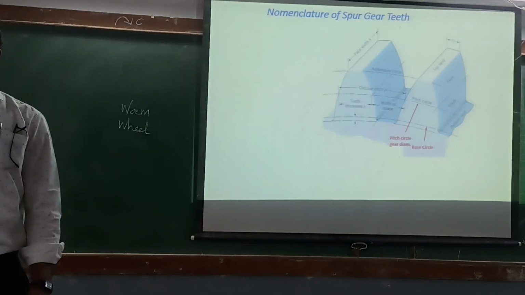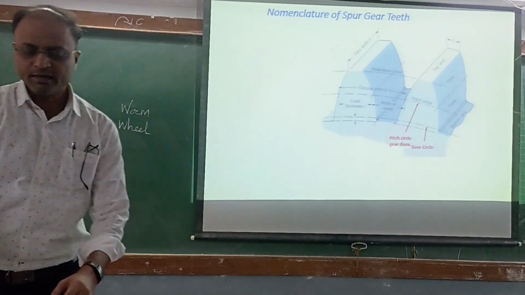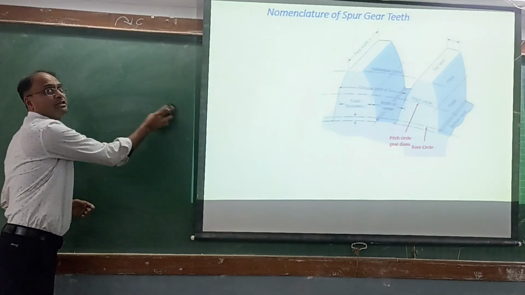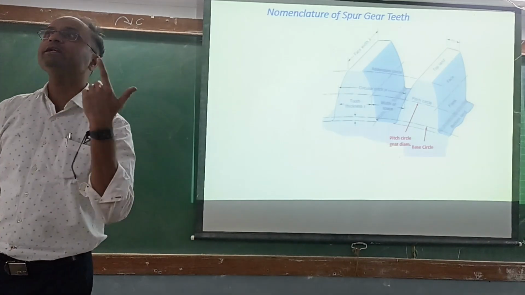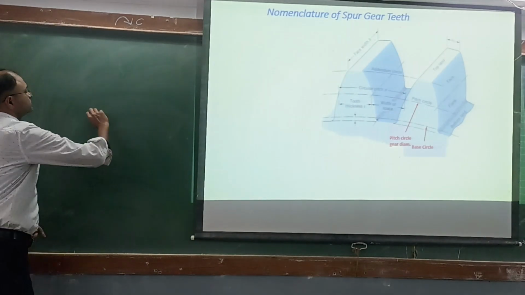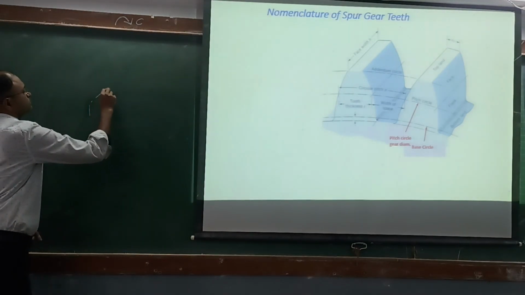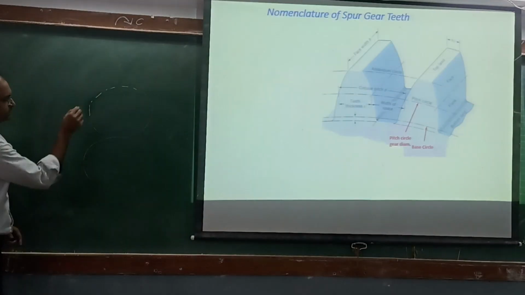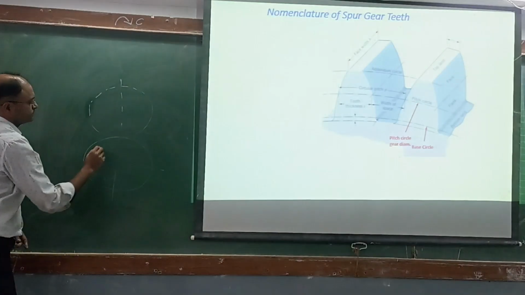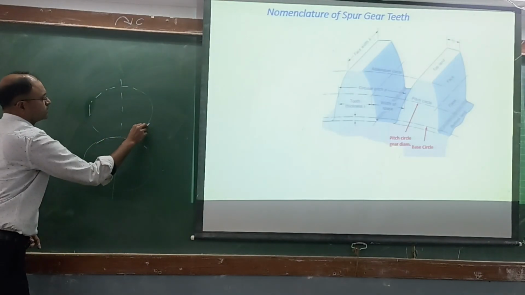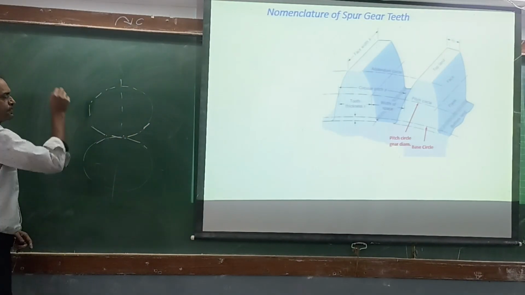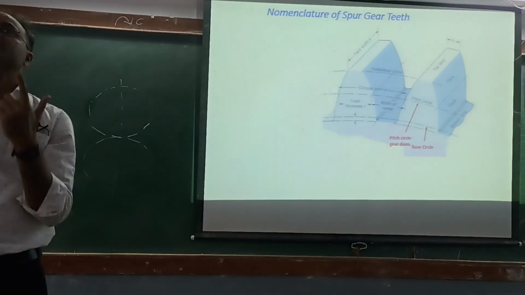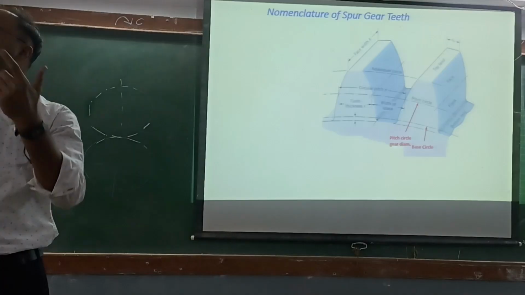Then pitch circle. Now what is pitch circle? When your two gears engage, in theory of machines you might have studied this. First, what is pitch point? Okay, just let us take these two as the gears. Generally, gears engage with each other at the pitch circle. Where they engage? At the pitch circle.